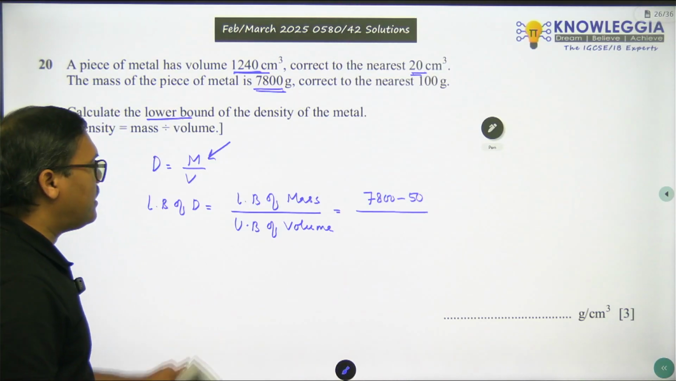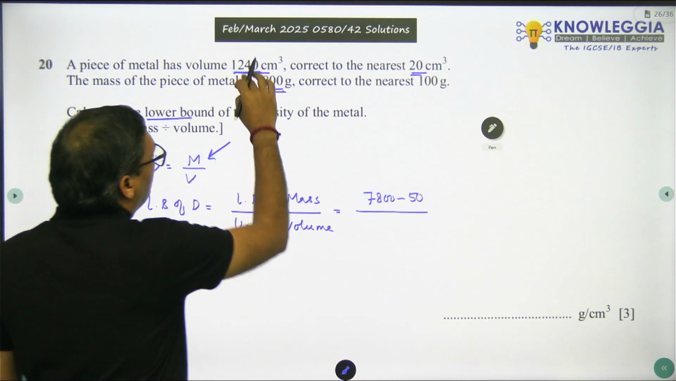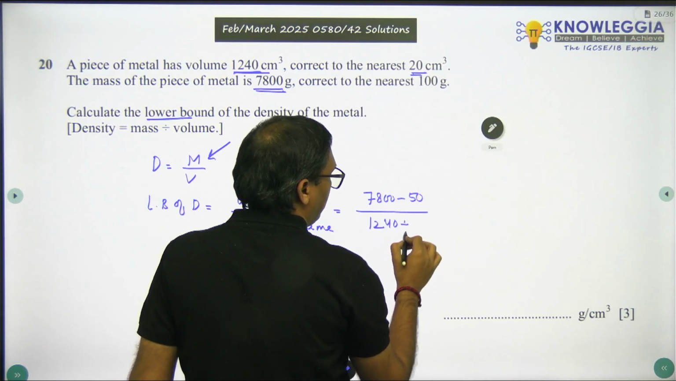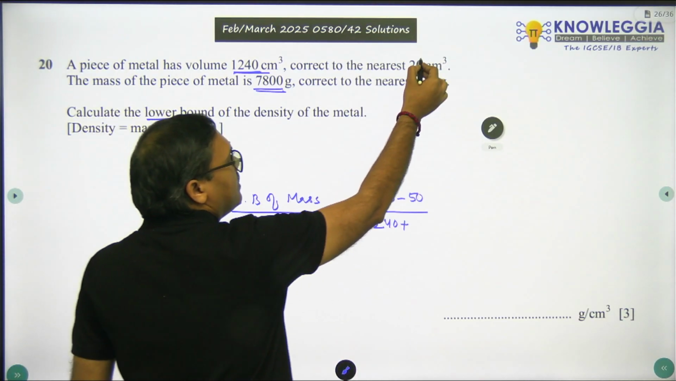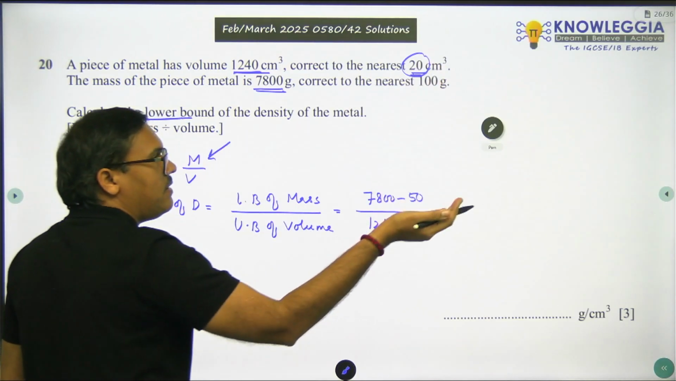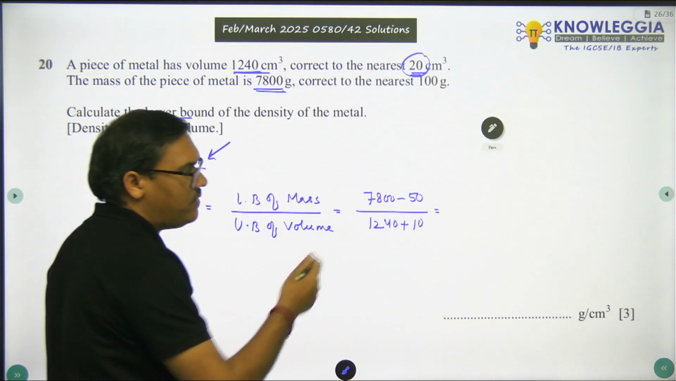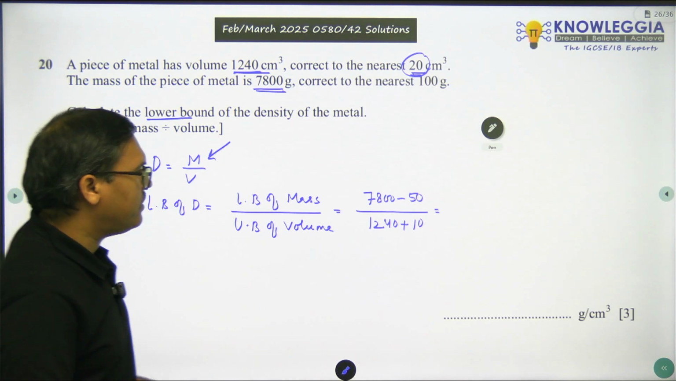That is the lower bound. And what is the upper bound of the volume? The upper bound of the volume is 1240 plus, since it is correct to the nearest 20 centimeters, 20 by 2, which is plus 10. So what is this value? Let's just calculate this. This is what?